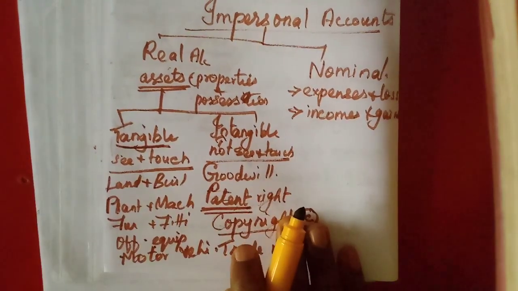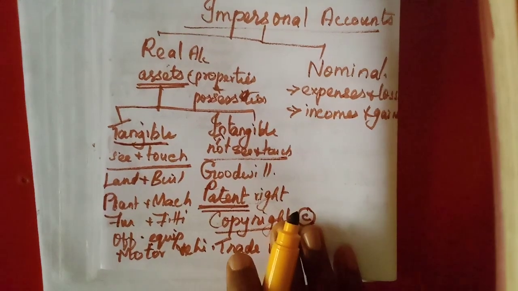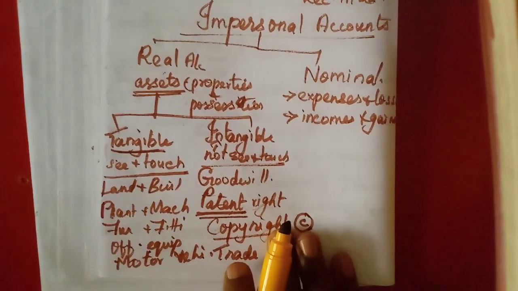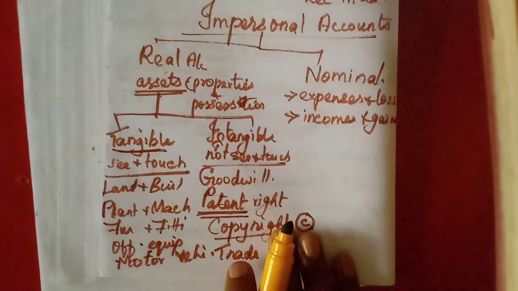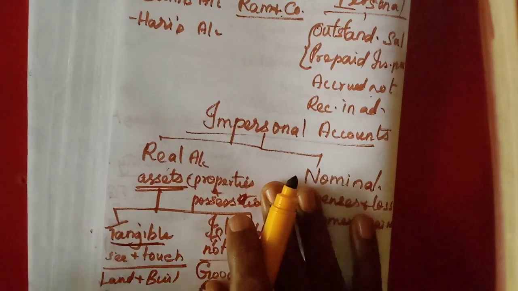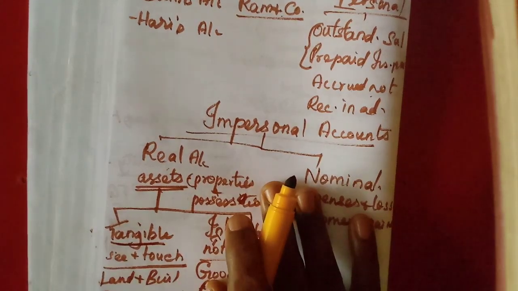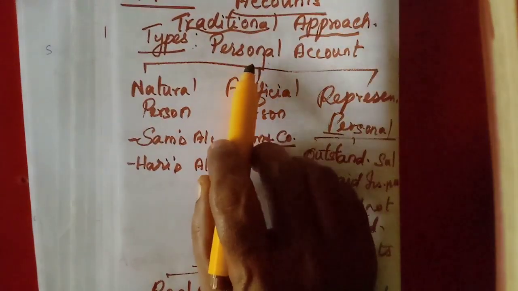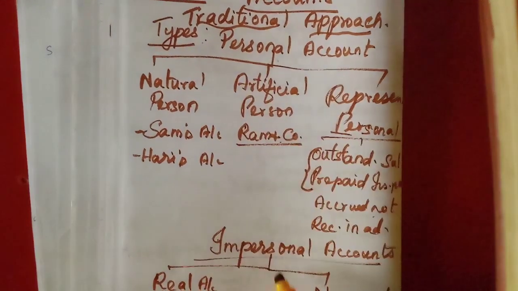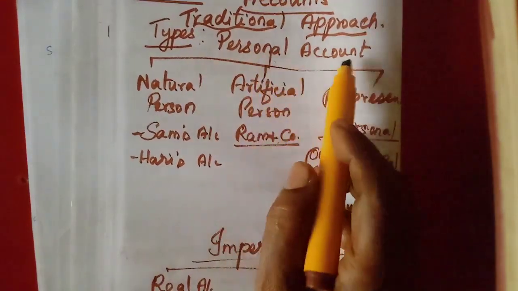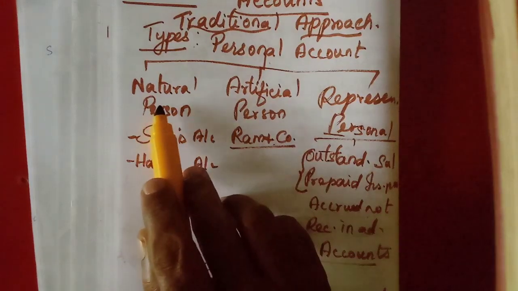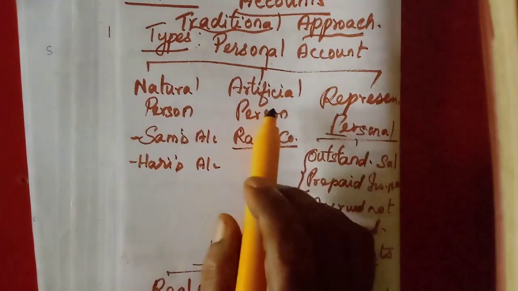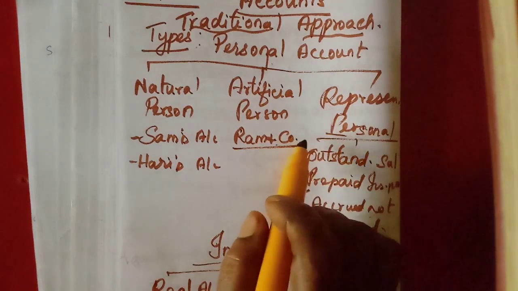Okay, they are called nominal accounts. So now we will learn the rules of accounting. You might have understood the types of accounts on the basis of the traditional approach. In the traditional approach, accounts are divided into two: personal account and impersonal account. Again, personal account is divided into three: natural personal account, artificial personal account, and representative personal account.